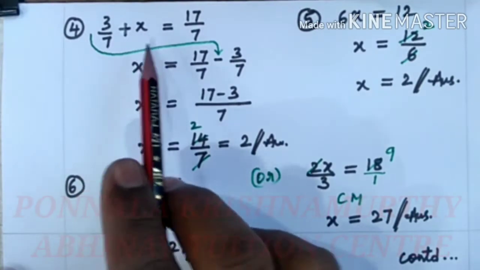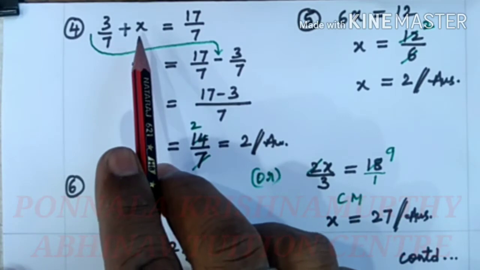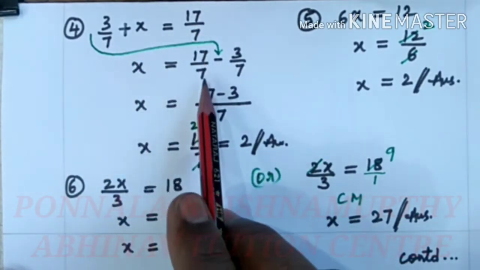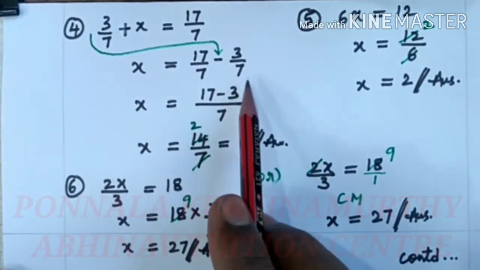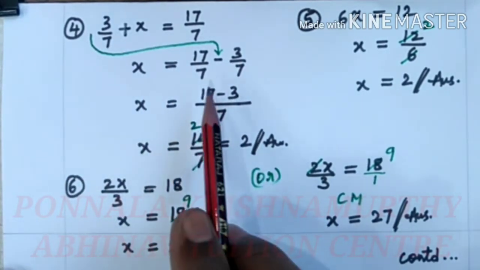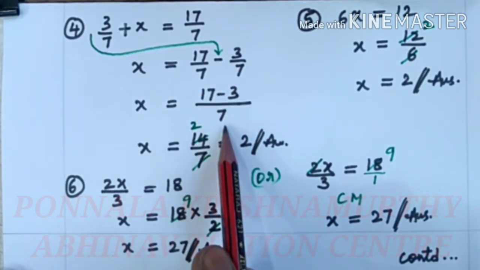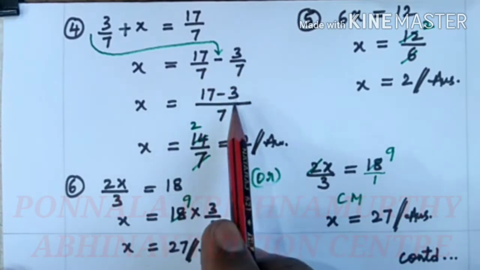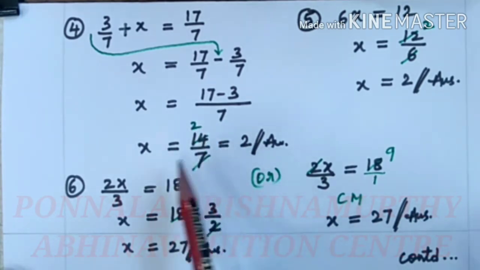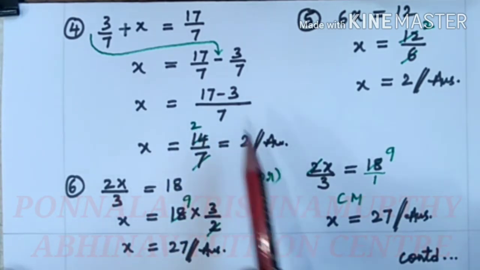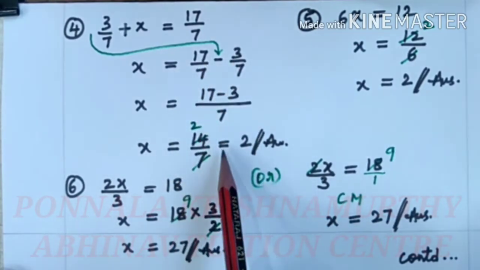3 by 7 plus x is equal to 17 by 7. We have to find out the value of x. x is equal to 17 by 7. This plus becomes minus. Plus 3 by 7 becomes minus 3 by 7. x is equal to, since we have 7 and 7 same denominators, 7 is the LCM, 17 minus 3. x is equal to 14 by 7. 7 2s are cancelled. x is equal to 2. Answer. When the denominators are same, we can directly subtract the numerators.